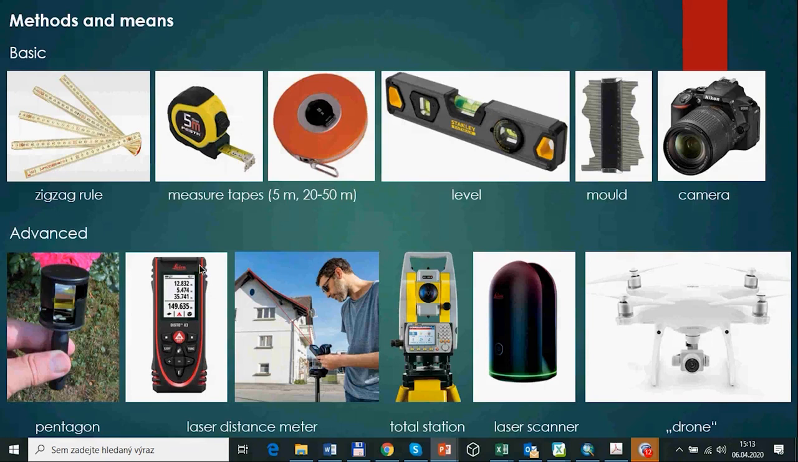It's also possible with advanced devices like this. This is a total station, a standard professional machine, which is however very expensive, probably impossible to buy by individuals, and laser scanners, drones, and other devices for photogrammetry and photo-optical documentation, which is also probably impossible to reach by individuals.